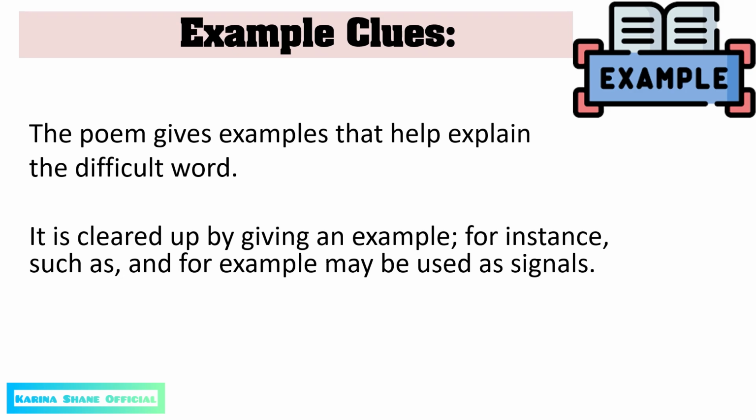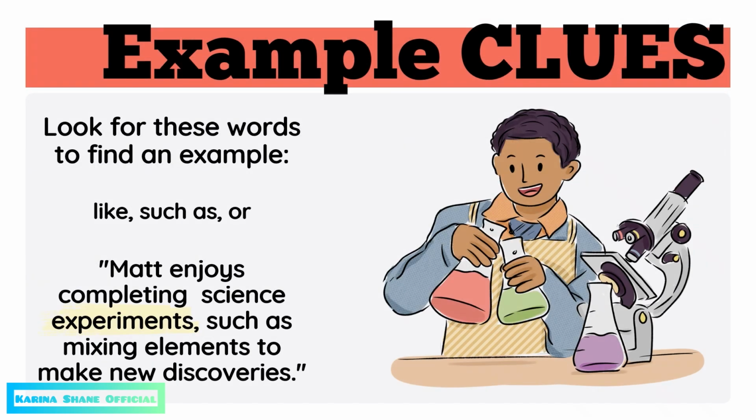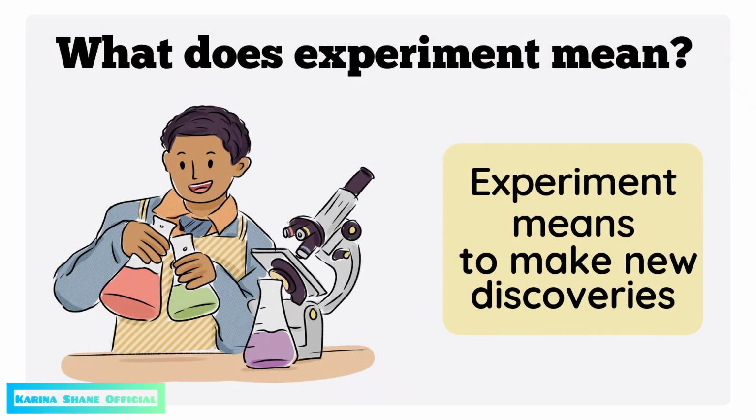The poem gives examples that help explain the difficult word. It is cleared up by giving an example, for instance, such as, and for example, may be used as signals. Let's try to look at this example. Look for these words to find an example like, such as, or. Matt enjoys completing science experiments such as mixing elements to make new discoveries. What does experiment mean? Experiment means to make new discoveries.